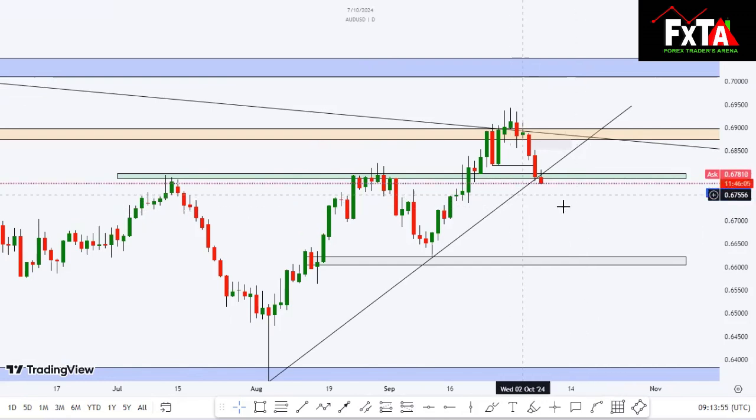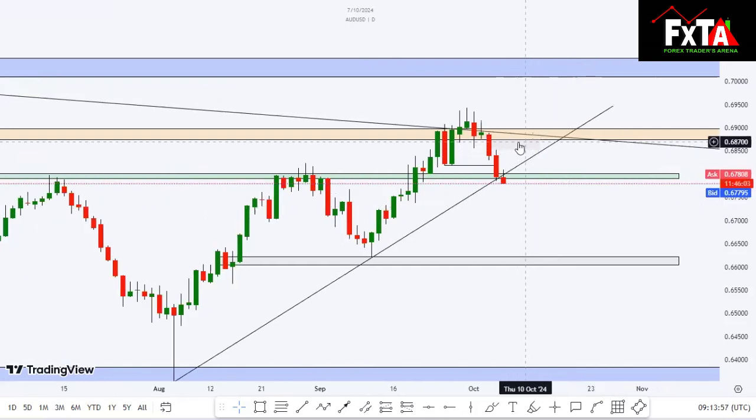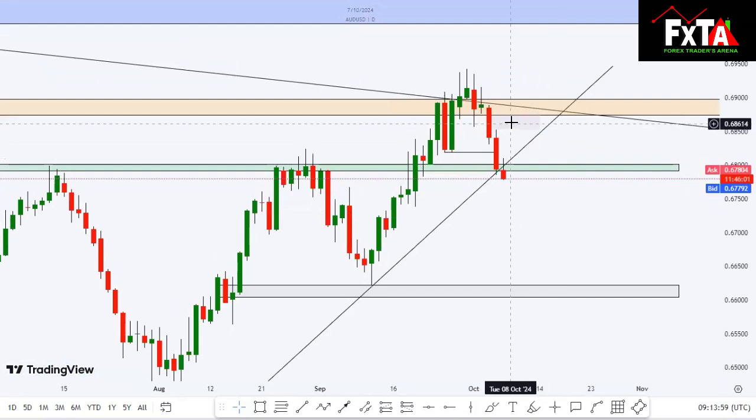So right here, we equally have a fair value gap, a daily fair value gap with this gray rectangular bar here. Sorry, we have a daily fair value gap here. We have a daily fair value gap here. So I mean, we should equally be paying attention to that.